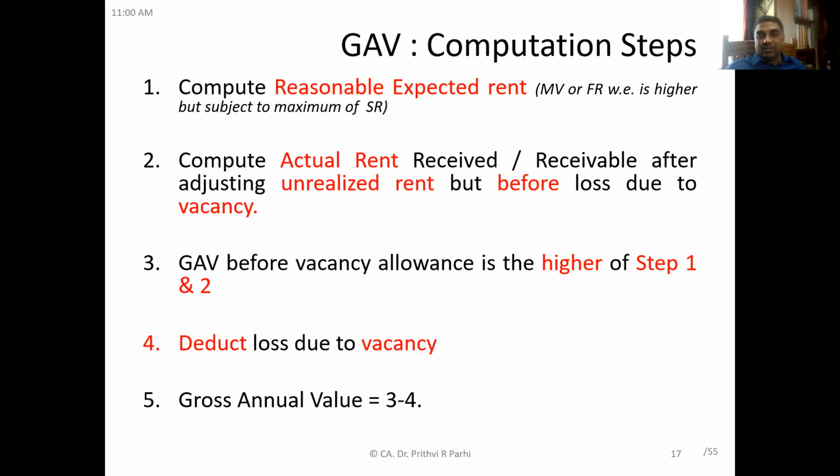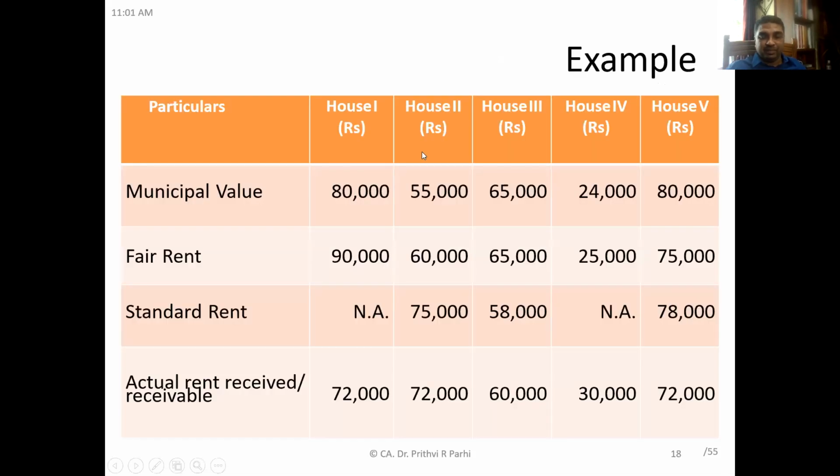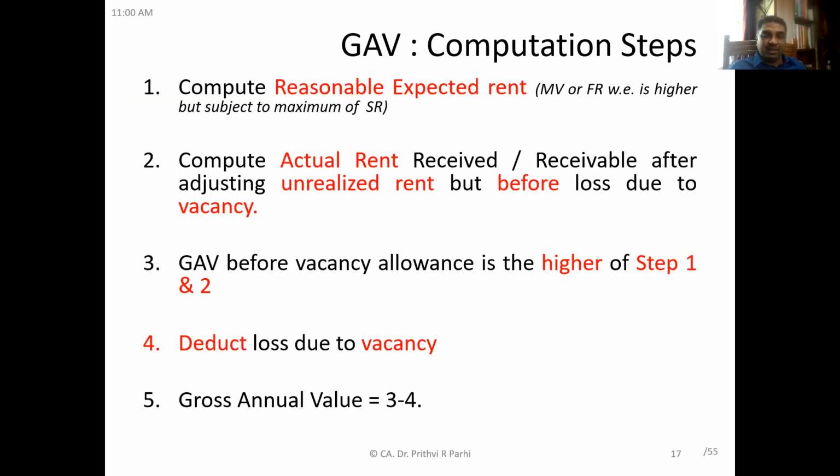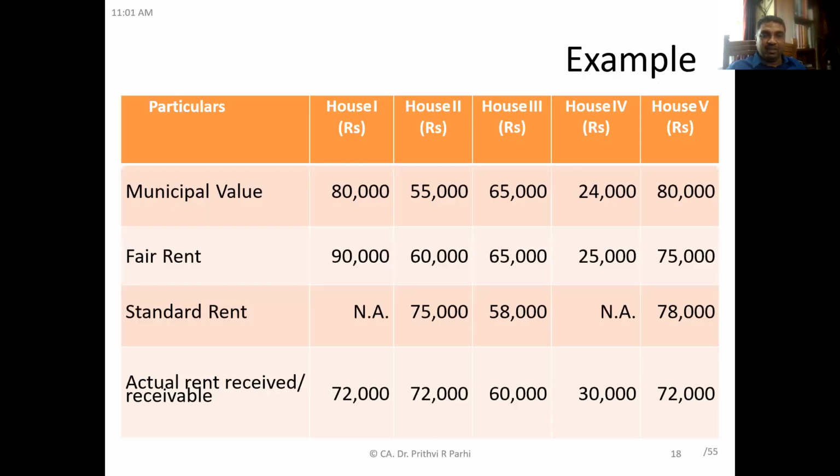Okay, so you have seen how the provisions are there. Provisions are written in the Bare Act, but in summary form, this is how you can calculate gross annual value.